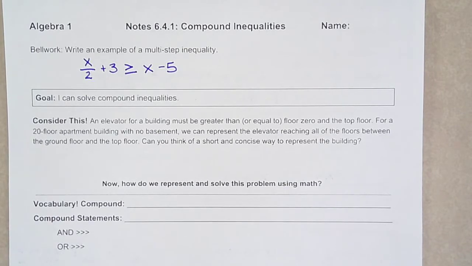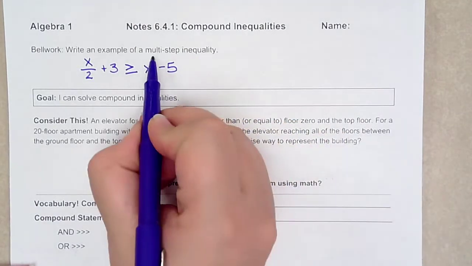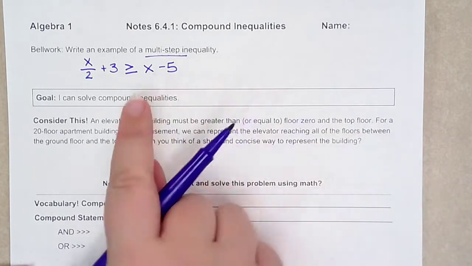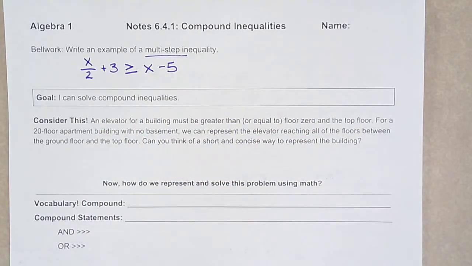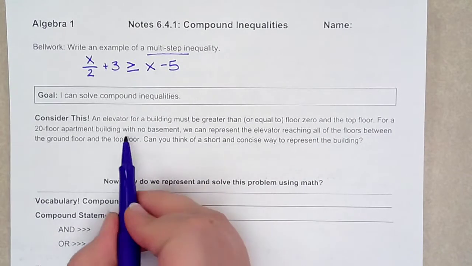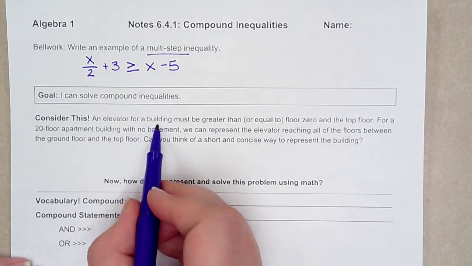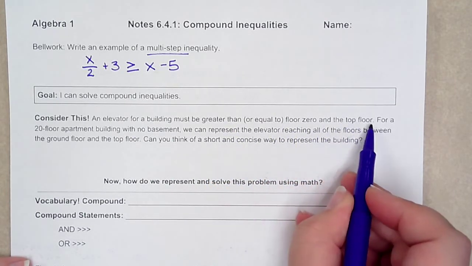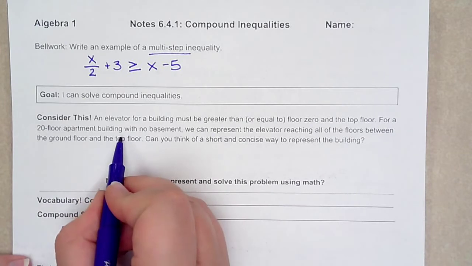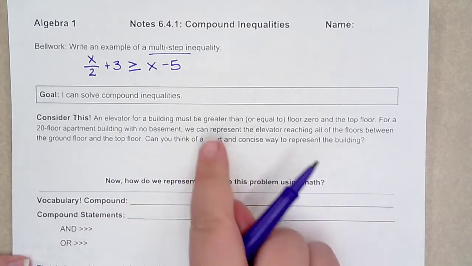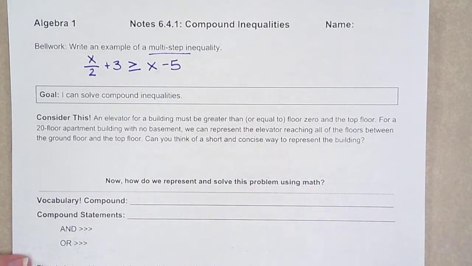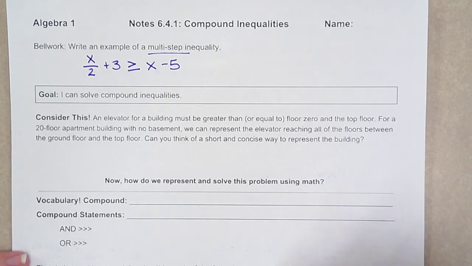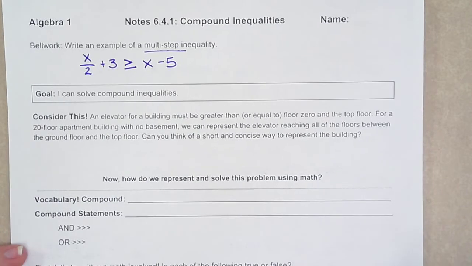Today, we're going to be talking about compound inequalities. So if a multi-step inequality is multiple steps, compound can't mean multiple steps. It has to mean something different. So consider this. An elevator built for a building must be greater than or equal to floor 0 and the top floor. For a 20-floor apartment building with no basement, we can represent the elevator reaching all of the floors between the ground floor and the top floor. What's a short and concise way to represent the building?